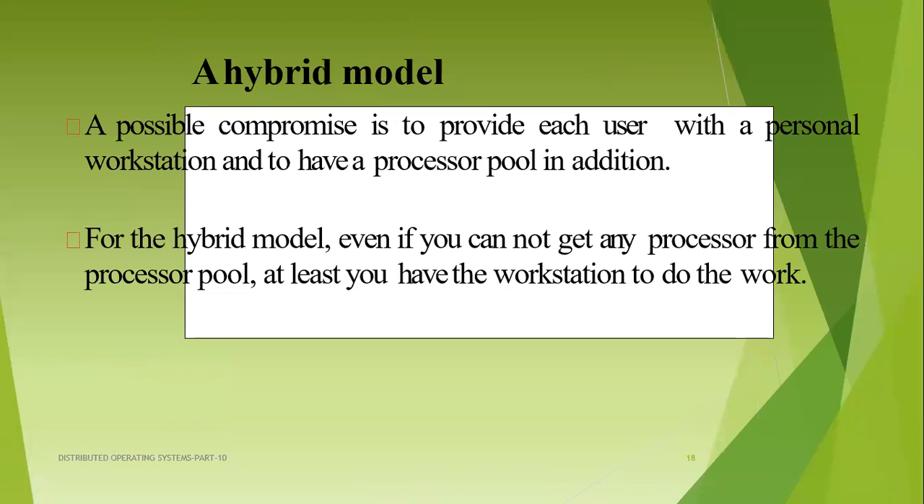A hybrid model. A possible compromise is to provide each user with a personal workstation and to have a processor pool in addition. For the hybrid model, even if you cannot get any processor from the processor pool, at least you have the workstation to do the work.